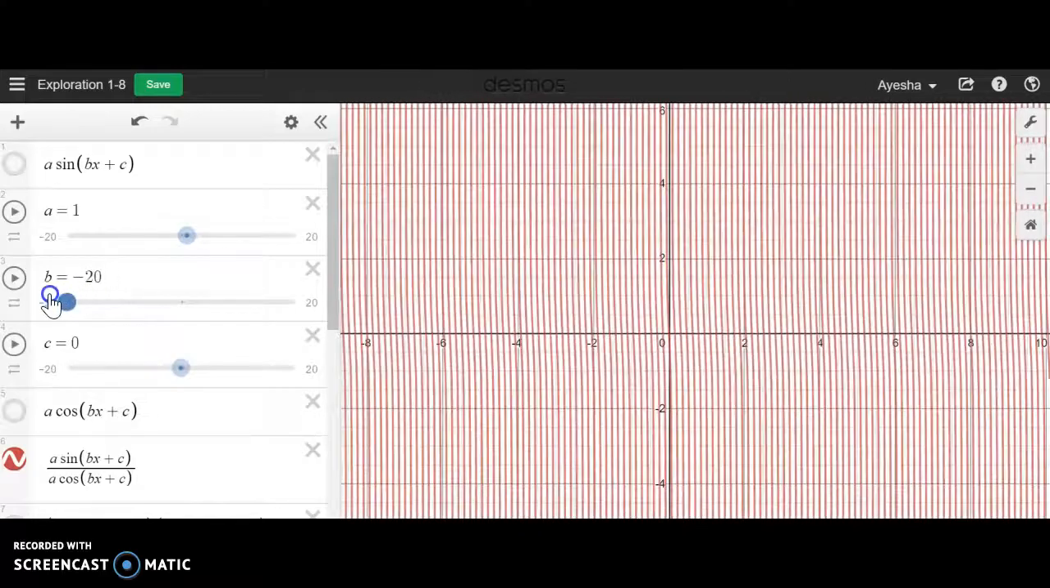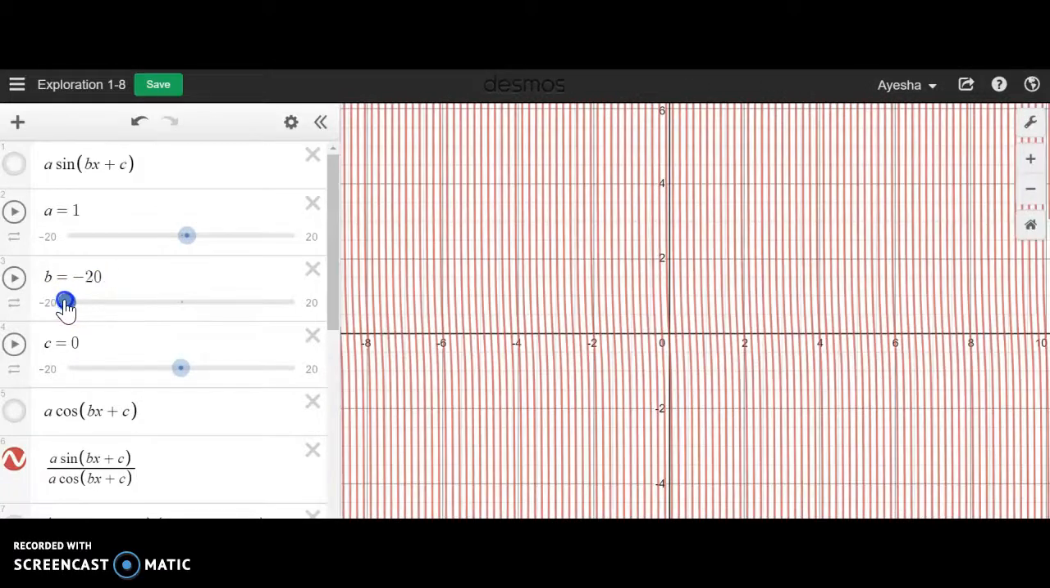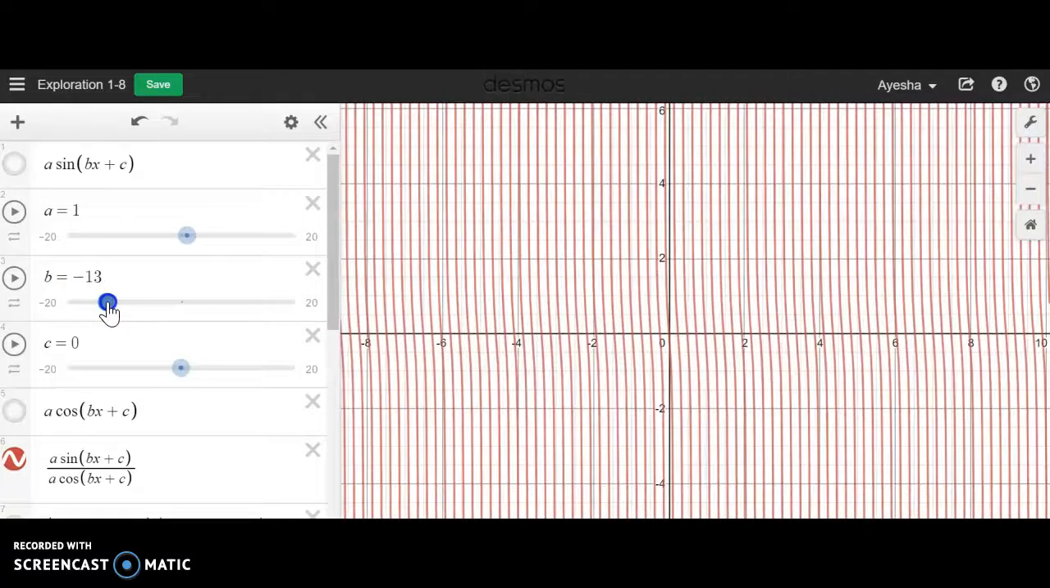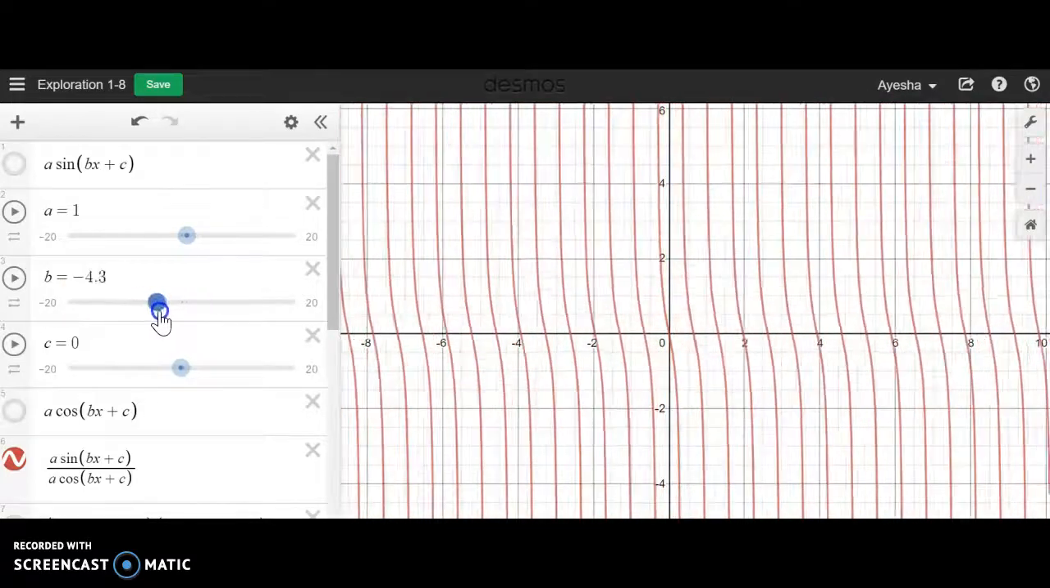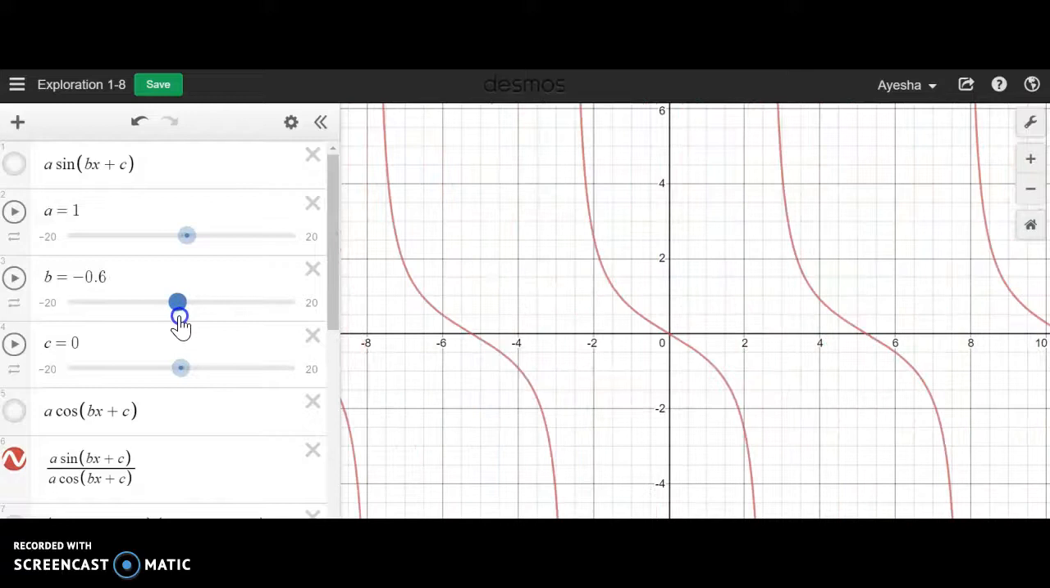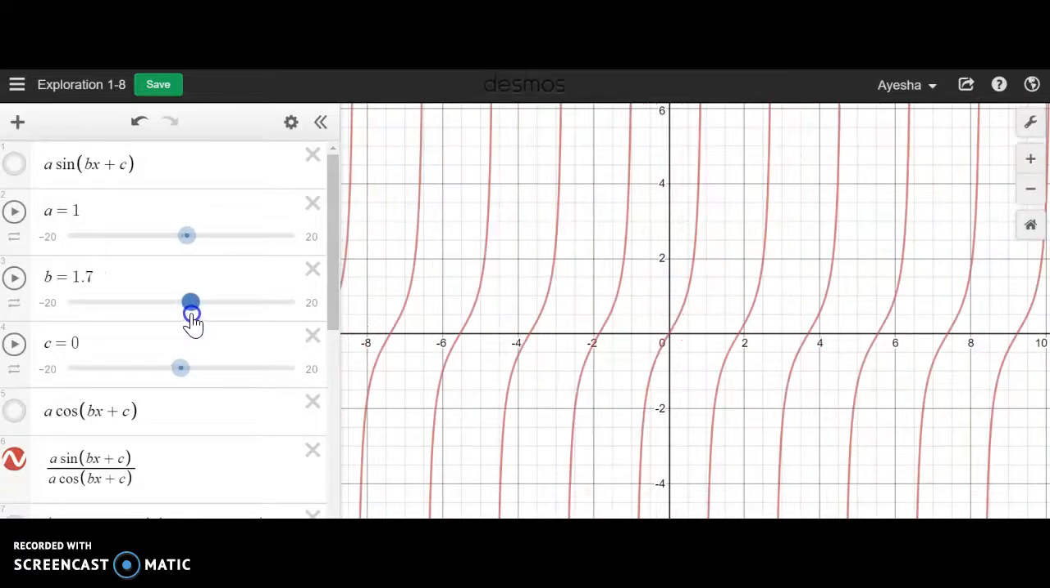And same thing when we go towards the lower negative numbers, except that it's decreasing this time. So that's interesting. I don't really have an explanation for that right now.